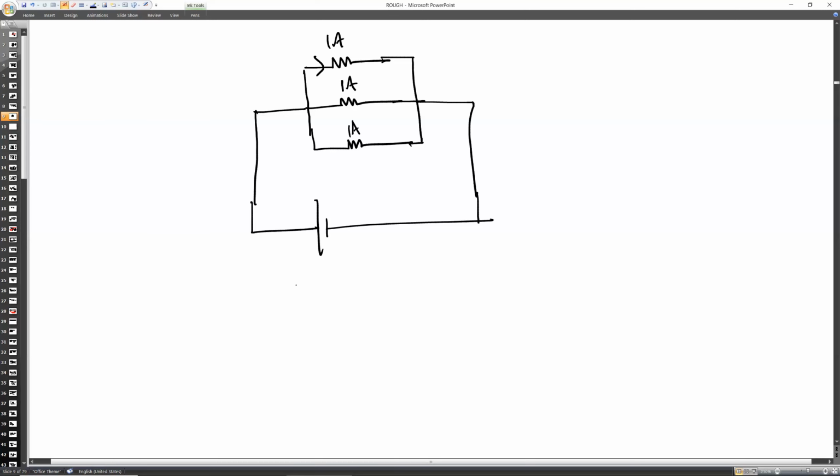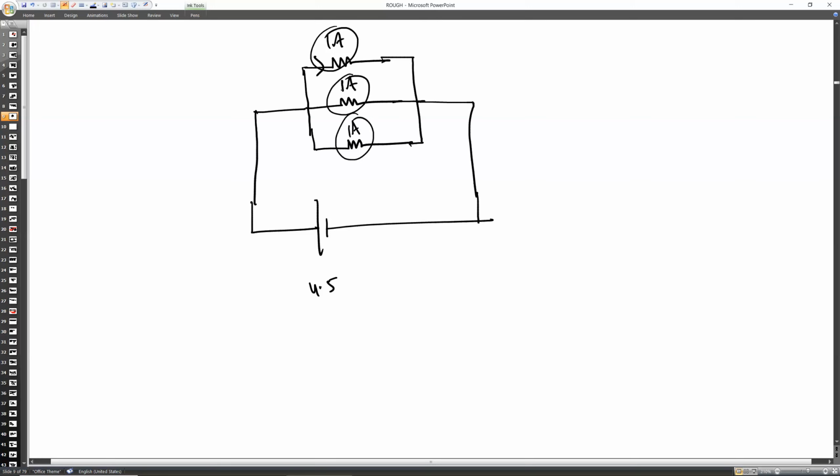Now it is connected in parallel, and this is a 4.5 volt battery. So you know that in parallel, the potential difference exactly remains the same. Because these are the 3 resistors connected in parallel, whatever value they have, they will all receive the same potential difference. This is also 4.5 volts, this is also 4.5 volts, and this is also 4.5 volts.